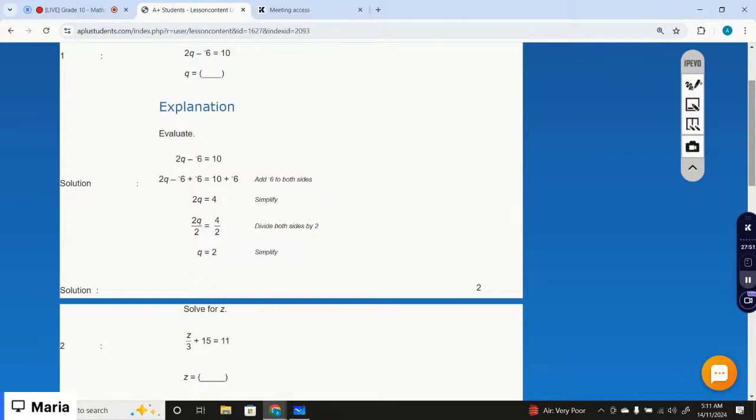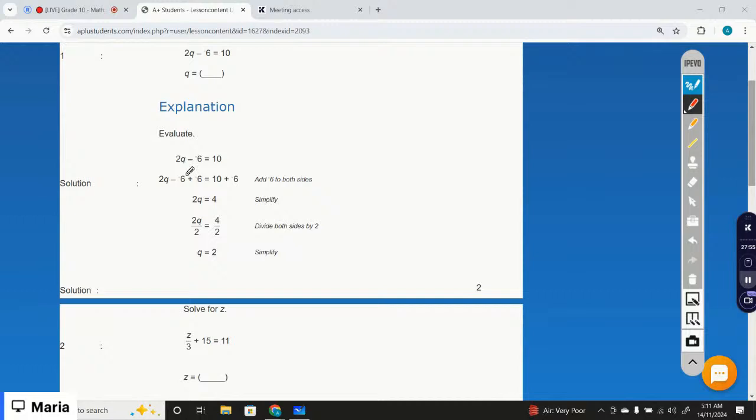So negative 6 plus 6 cancel out each other. Then 10 take away 6 is 4. So divide 2q by 2. So you are left with q equals 2.